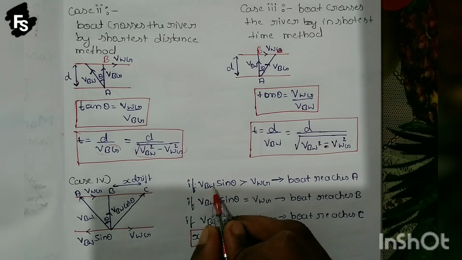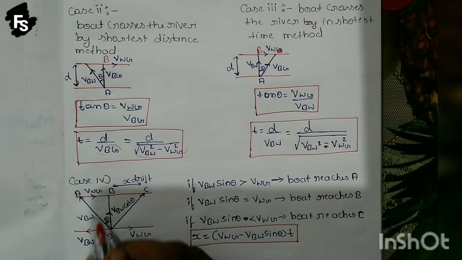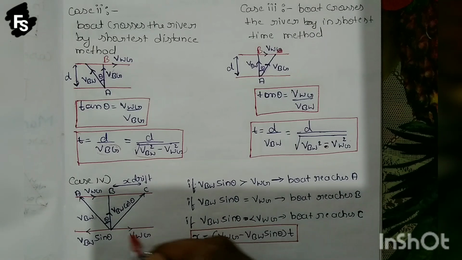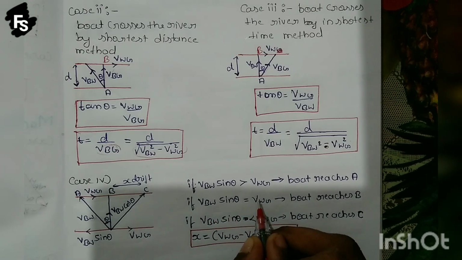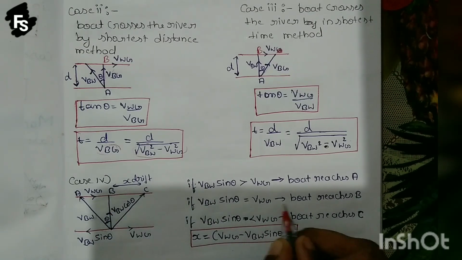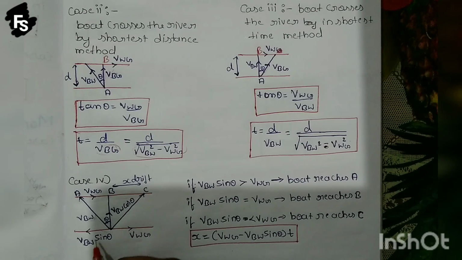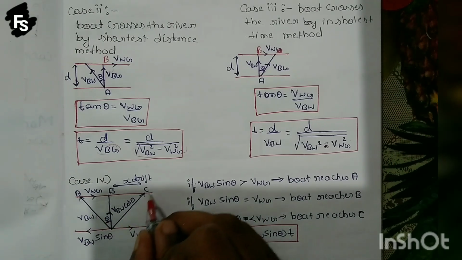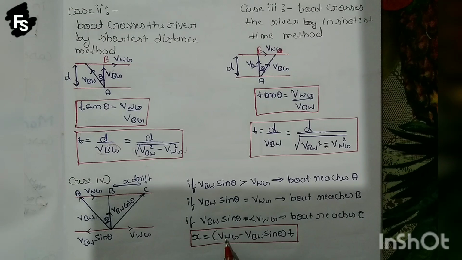See here, if the velocity of boat with respect to water times sin theta is greater than the velocity of water with respect to ground, then the boat reaches A. If VBW sin theta is equal to the velocity of water with respect to ground, then the boat reaches point B. If VBW sin theta is less than the velocity of water with respect to ground, then the boat reaches C. Then this drift x will be x equals (VWG minus VBW sin theta) times tan.